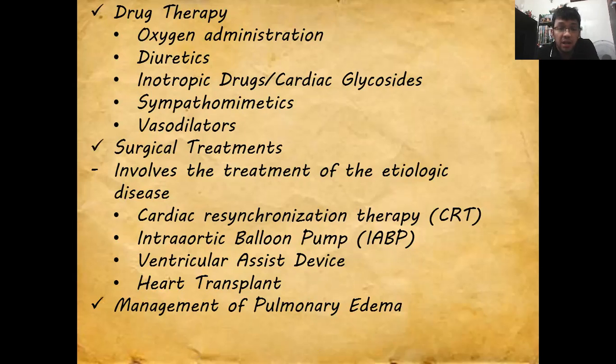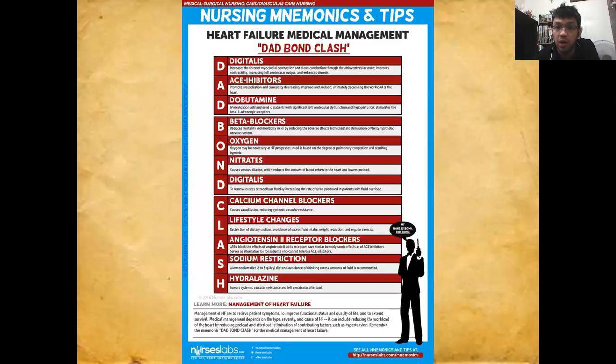What are sympathomimetics? That's why they are called sympathomimetics, because they imitate the stimulation of the sympathetic nervous system. This will cause the heart to pump effectively. Vasodilators are also given in order to dilate the constricted arteries or blood vessels. We'll run through the different surgical treatments later on.